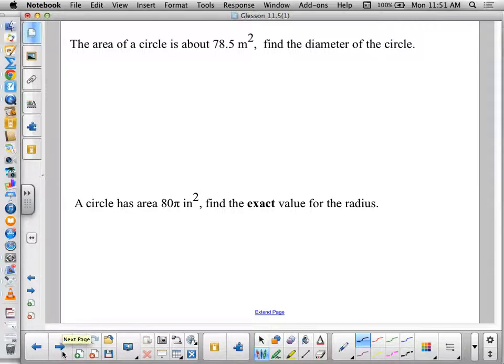So I say the area is about 78.5 meters squared. Find the diameter of the circle. Notice this keyword right here, about. That's telling us approximation. And the decimal in there is also telling us approximation. But we're going to approximate this.